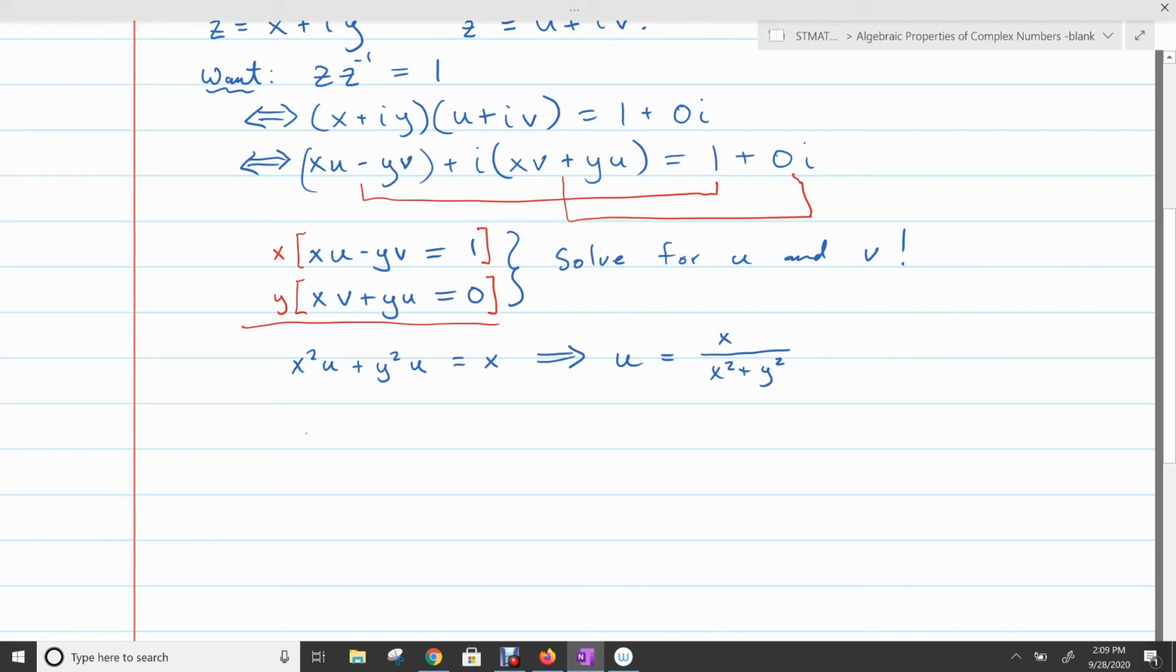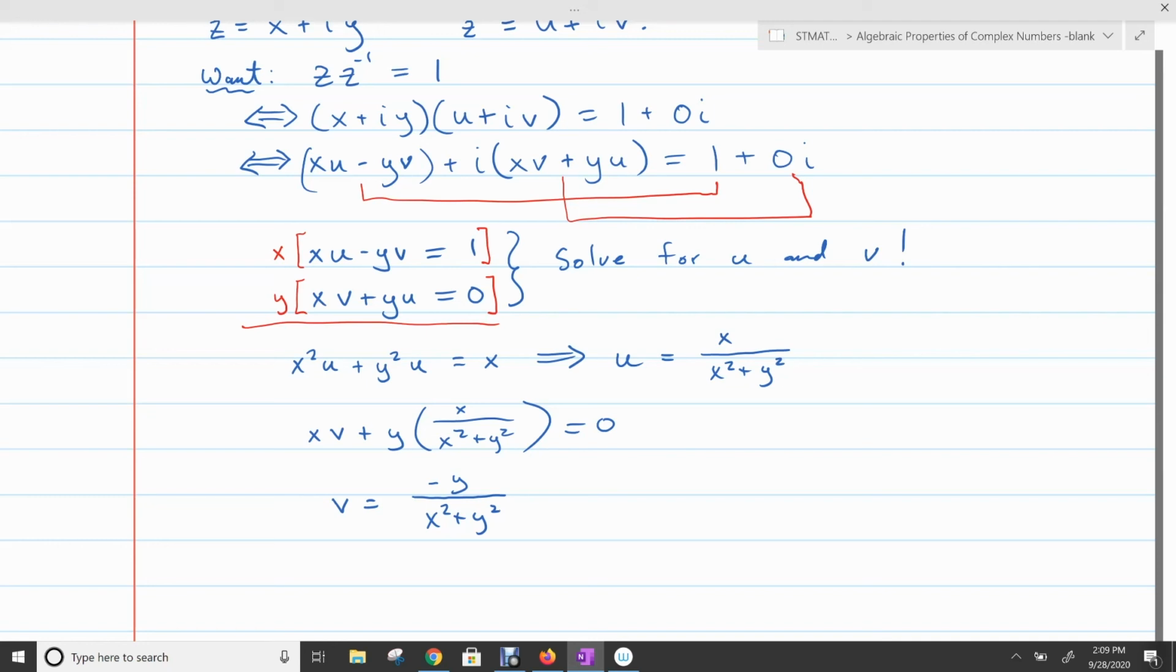If I plug into the second equation, I'd get x times v plus y times u, which is x over x squared plus y squared, equals 0. Then I could just solve for v. So v would equal negative y over x squared plus y squared. The x's are going to cancel, the x in the numerator of that fraction, whenever I divide both sides by x.